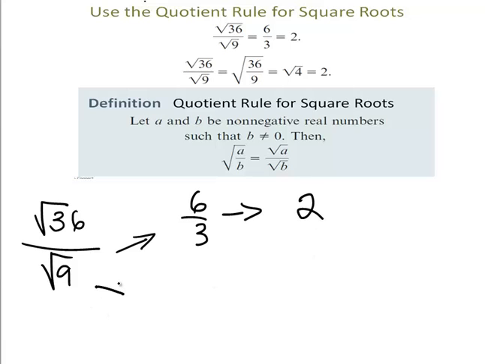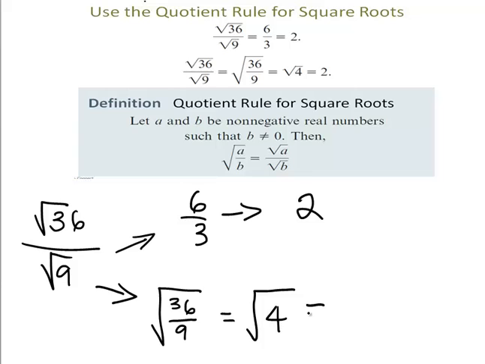You could also do it another way where you take the square root of the whole fraction, 36 over 9, reduce the fraction first if you can, and then end up with 2. Either way works, because this is the one case where the order of division doesn't matter. So we're using the quotient rule for square roots. Let's take a look at some examples.